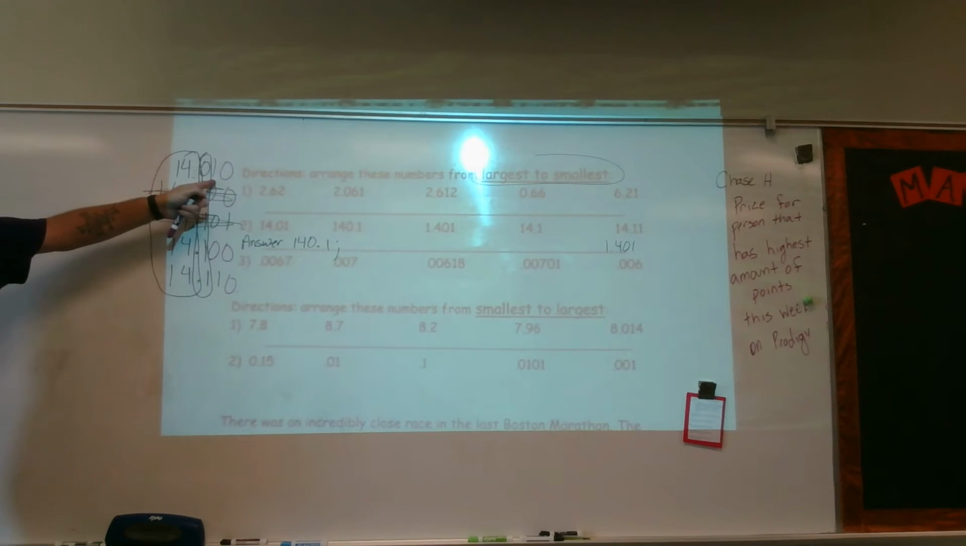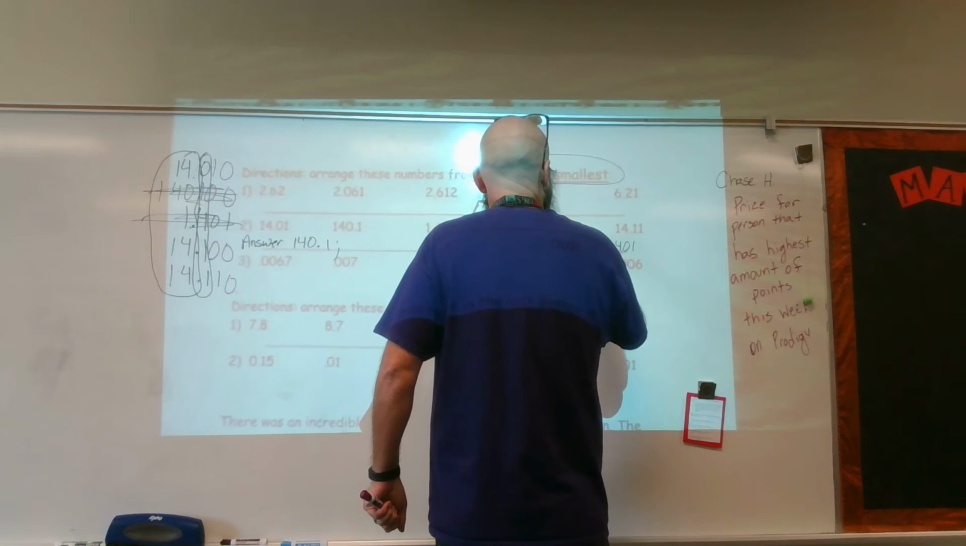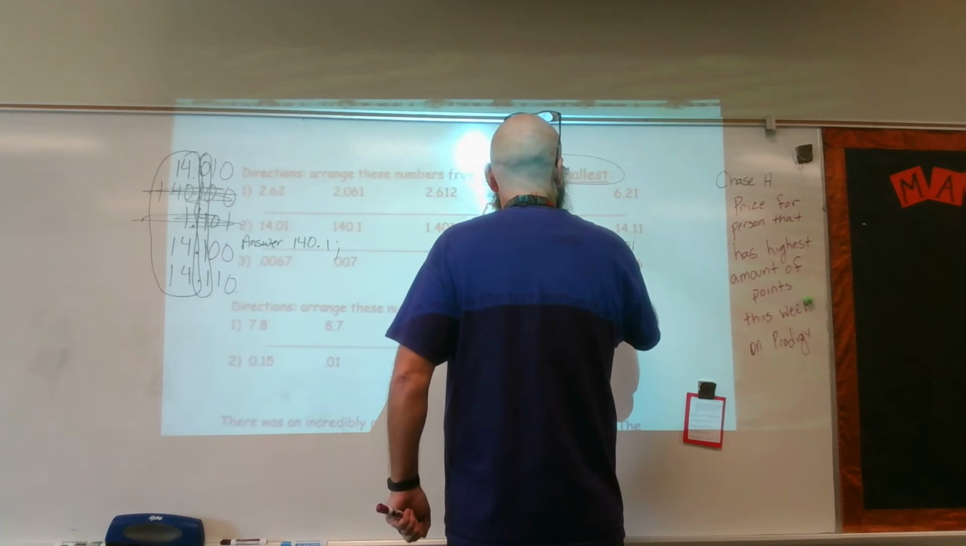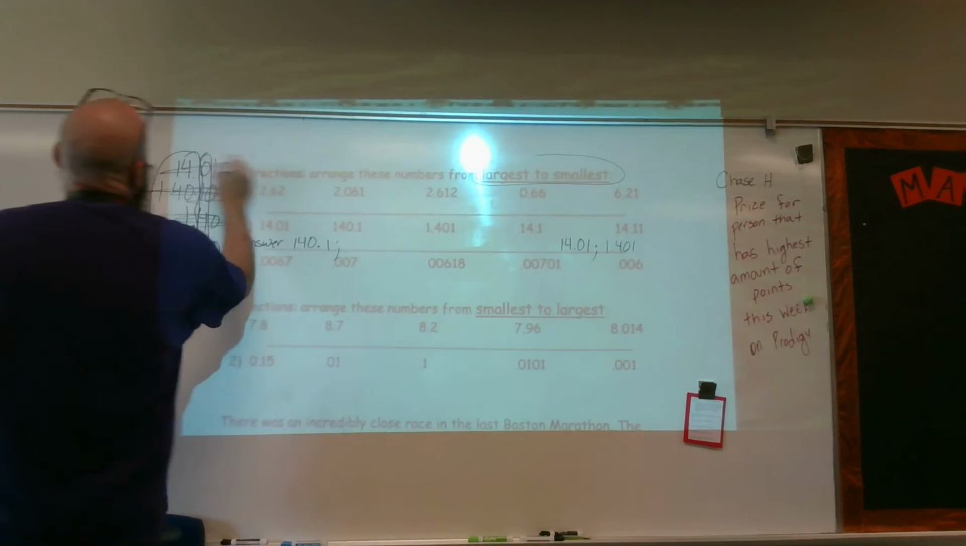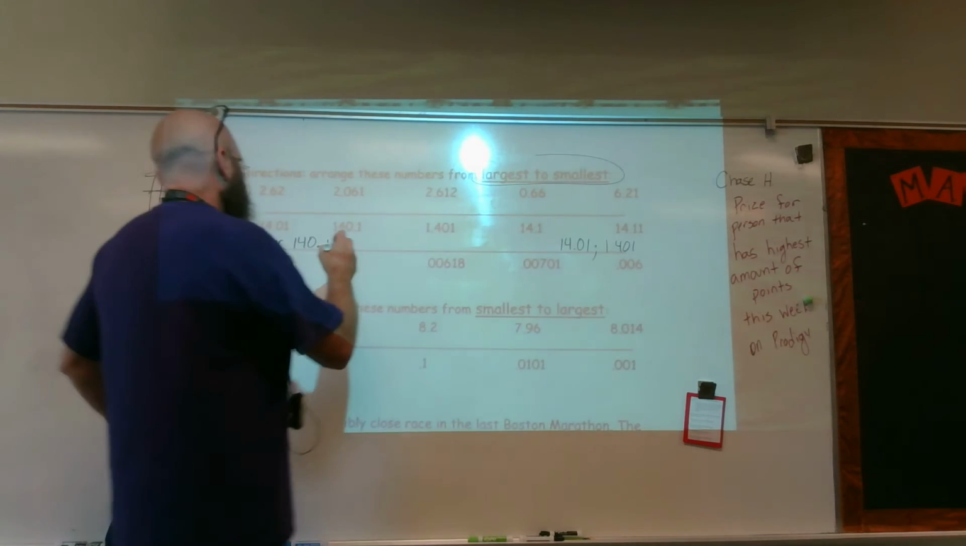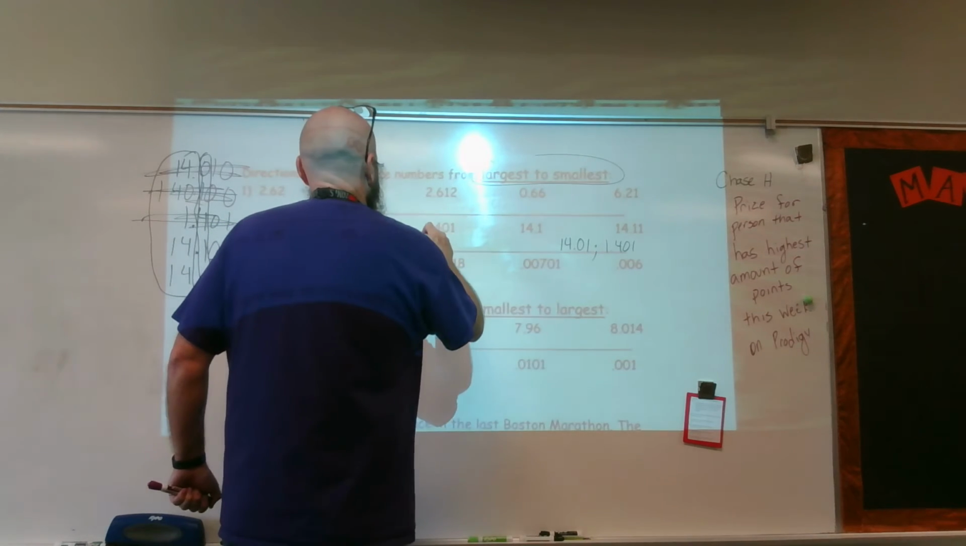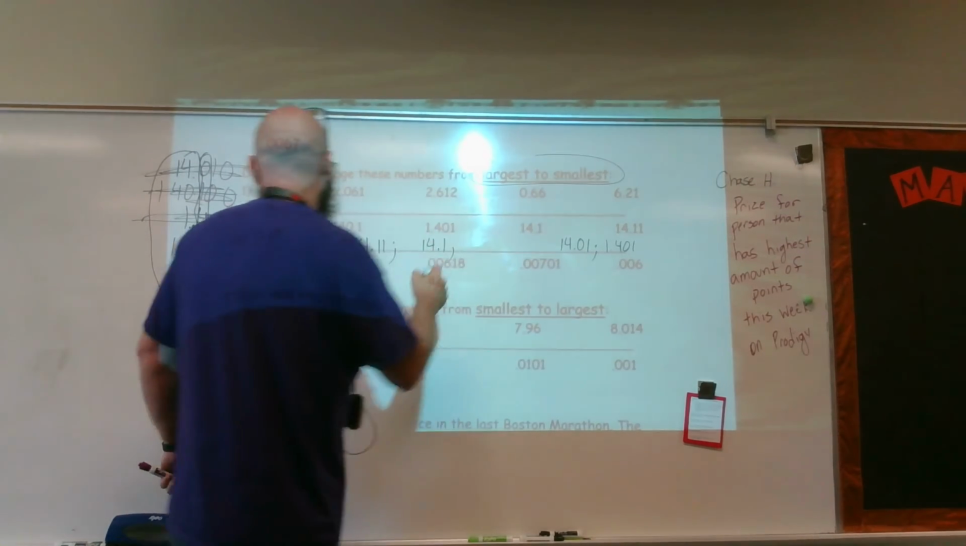14 and 100th, or 10,000ths. Good. So this is going to be my next smallest one, 14 and 100th. Boom, I'm done with that. Now I have these two. I've just got two left. 14 and 100 thousandths, 14 and 110 thousandths, which is my next biggest one. So 14 and 11 hundredths, and then 14 and 1/10.